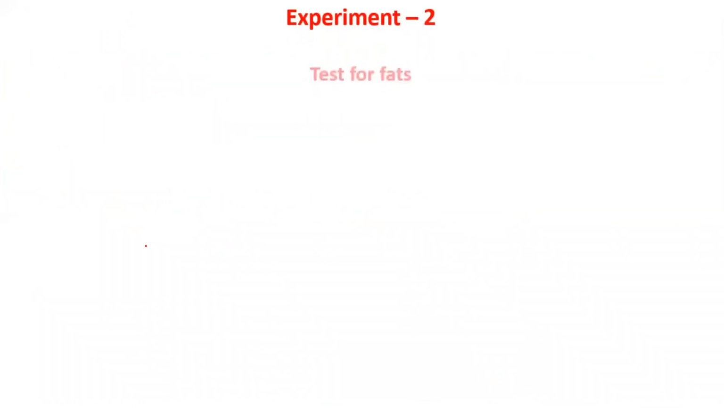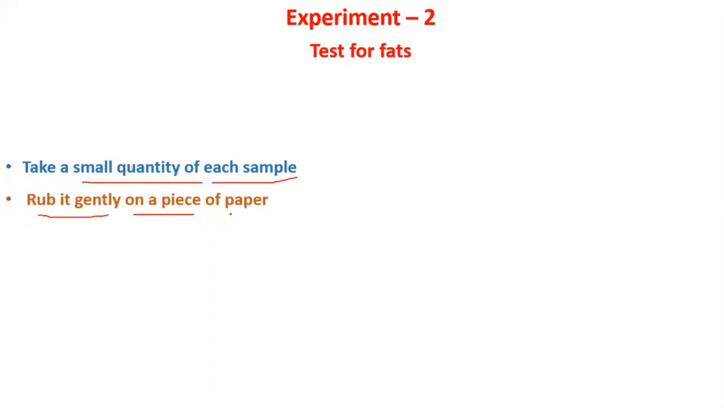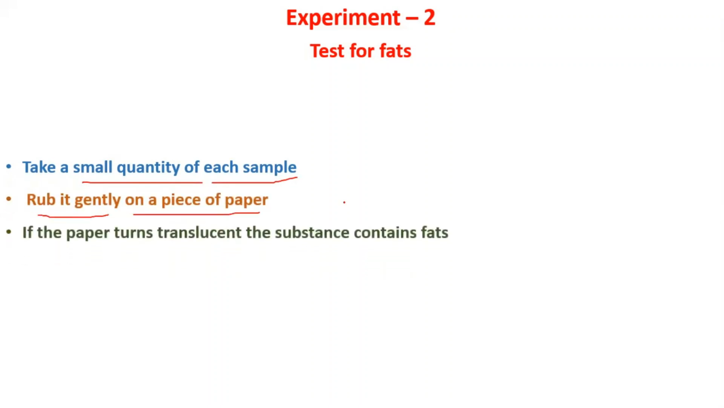Experiment 2. In this experiment 2, we are going to perform a test for finding fats. For this, we need to take a small quantity of each food sample. Rub it gently on a piece of paper. If the paper turns translucent, the substance contains fat. So if the paper turns translucent after rubbing it gently, then that substance has fats in it.